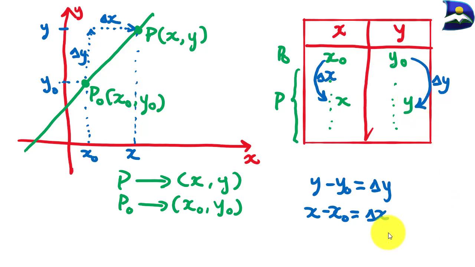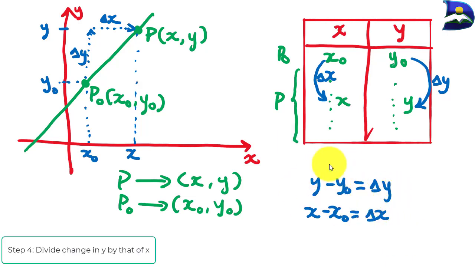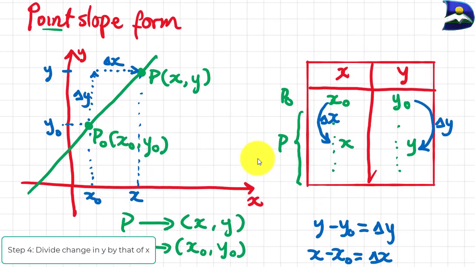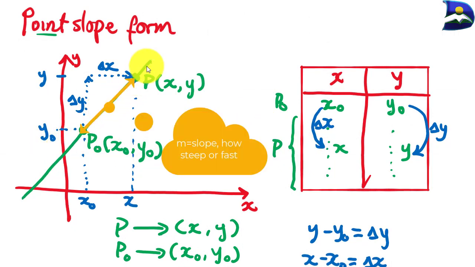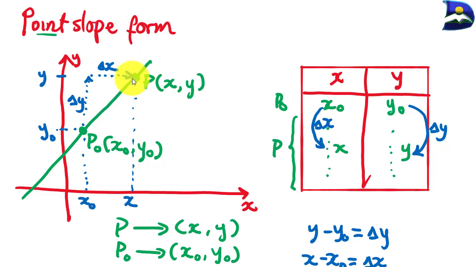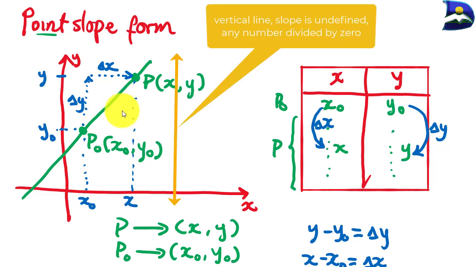Now our next step is to divide our change in y by our change in x, because that is the only way to address the other part, which is our slope. Slope, we know, is how steep your line is, and specifically we are looking at non-vertical lines. Non-vertical lines give us any slope, including zero slopes. However, vertical lines give us an undefined slope.